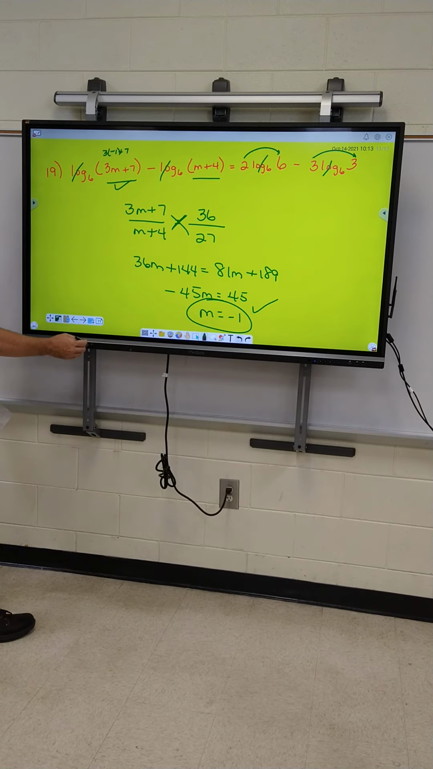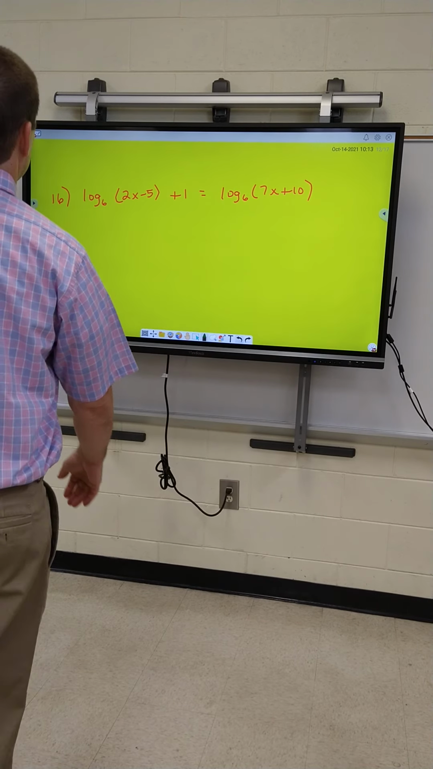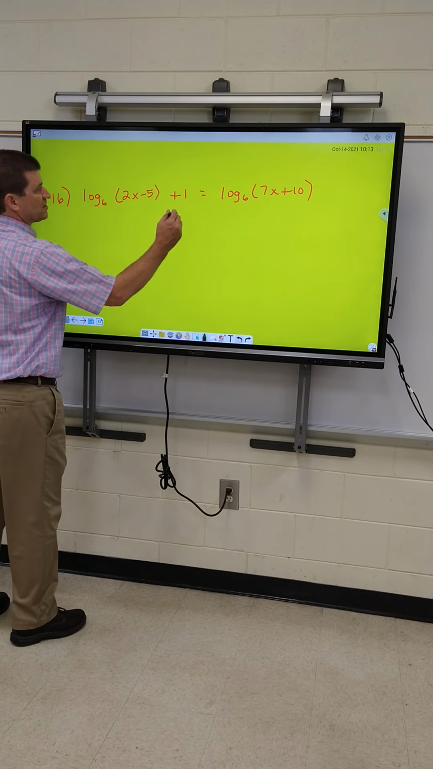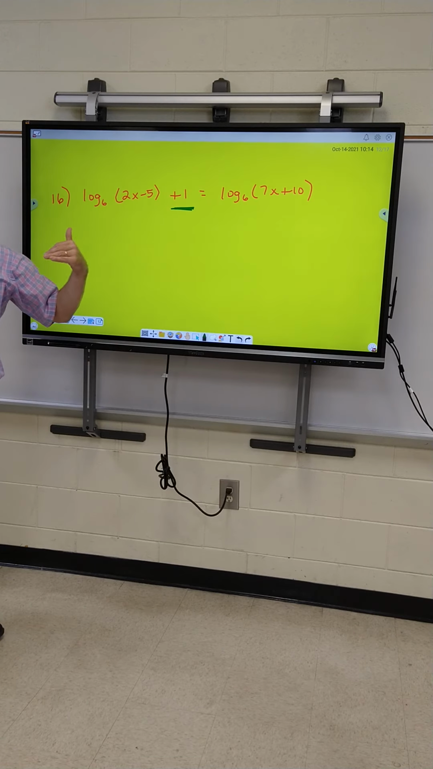All right, so let's look at 16. What is new about 16? Why are we calling this a new problem? It's different. How's it different? There's not a log by the wall. There is not a log right here with this one. Remember, if everything has the same log, you do them like we've been doing. This doesn't have a log, we have to do it a different way.